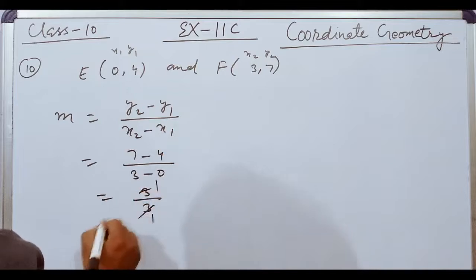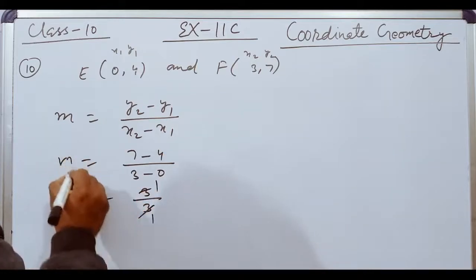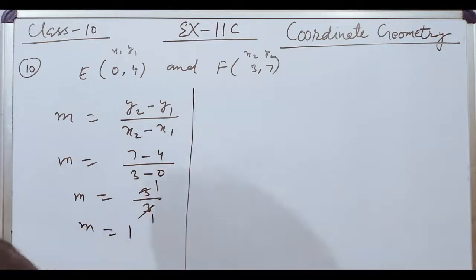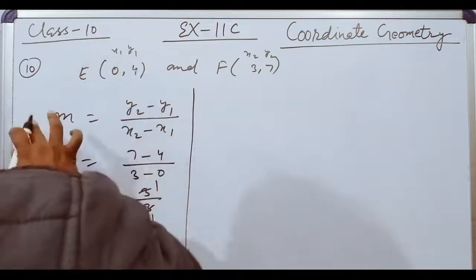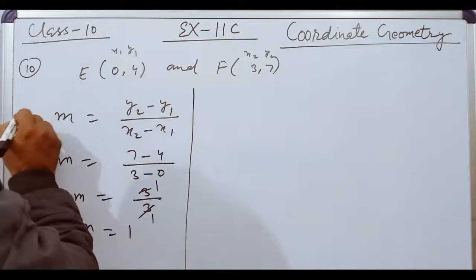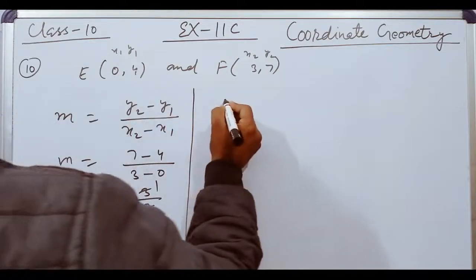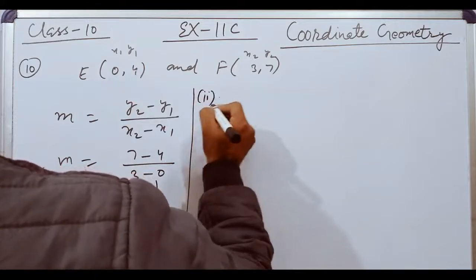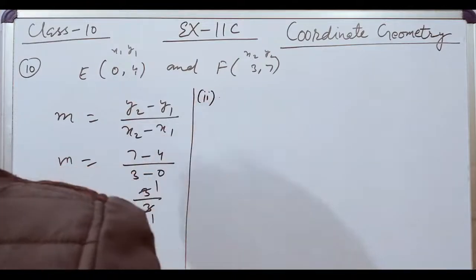3 divided by 3 is 1, so m equals 1. This is the gradient or slope. Okay, now the second part: the equation of line EF.